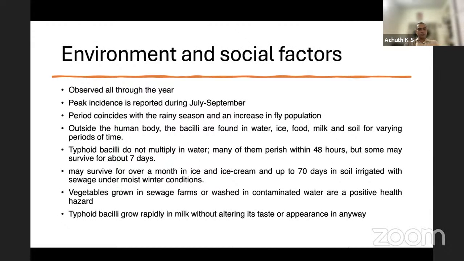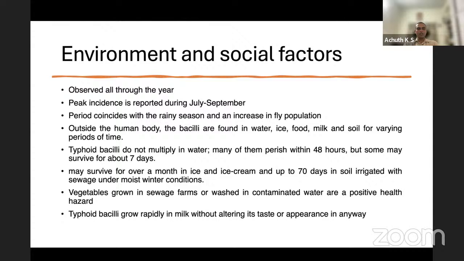What are the other environmental and social factors? It is observed all throughout the year. Peak incidence is reported during July to September, which coincides with the rainy season and an increase in the fly population. Outside the human body, the bacilli are found in water, ice, food, milk, and soil for various periods of time. Typhoid bacilli do not multiply in water, but they can survive. How long can they survive? In ice and ice cream, they can survive for a month, and in sewage water and irrigated soil, they can survive for 70 days.